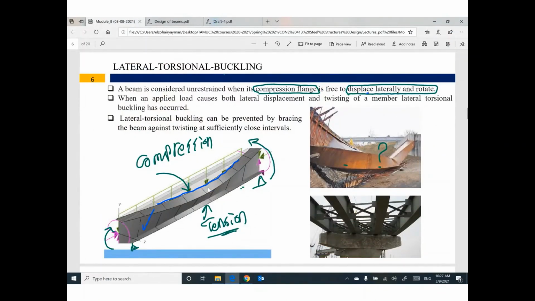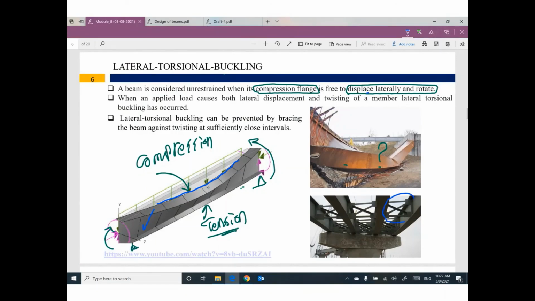So how do we overcome this problem? We can use bracing. Can you see this bracing? If you look at any steel bridge, you can see we have cross bracing like this. So the top flange, which is under compression, is supported by this bracing to the bottom flange, and vice versa. So if the top flange starts to move laterally in this direction or this direction, this bracing will prevent this phenomenon.